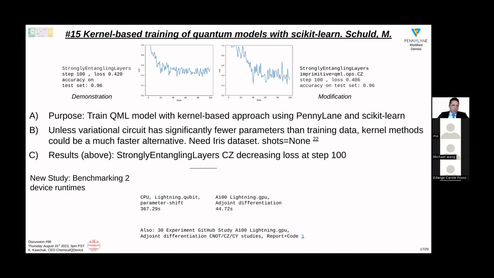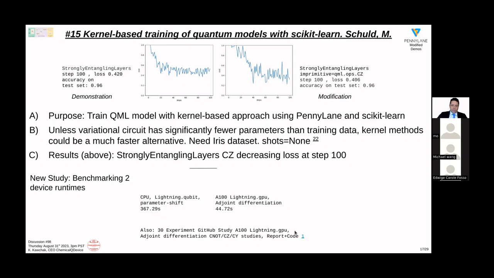What I chose to do with this specific one is benchmark it. Say, for instance, between a CPU-based lightning.qubit and parameter shift, which is the worst case scenario, you never want to run parameter shift on a simulator, it took 367 seconds. And then on the A100 lightning GPU with adjoint differentiation, which is the best case scenario, 44 seconds.